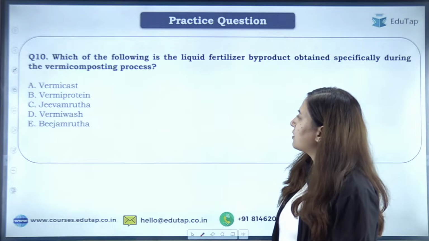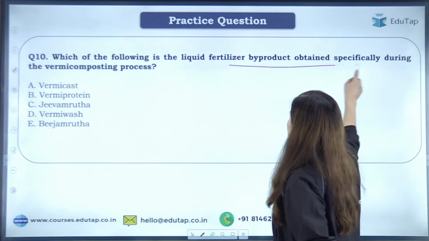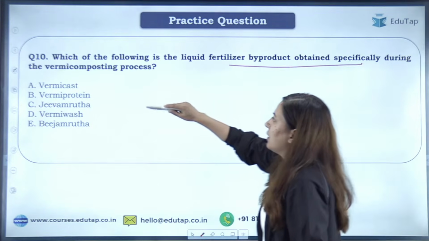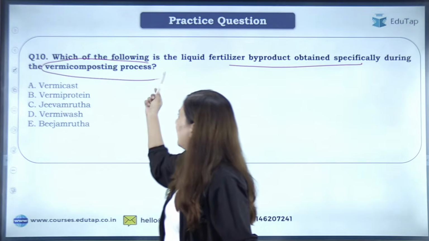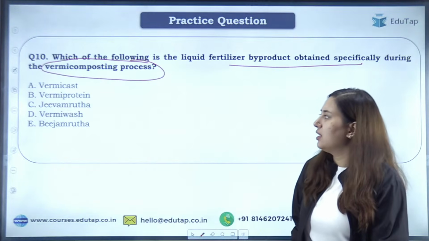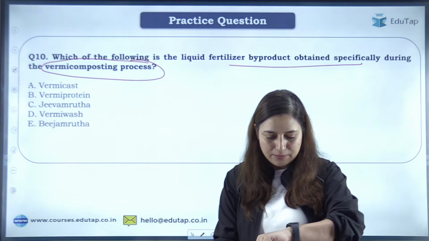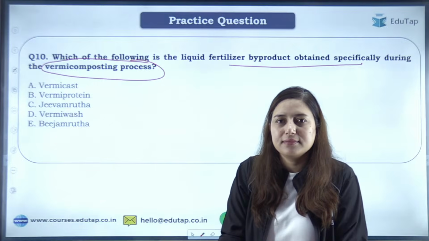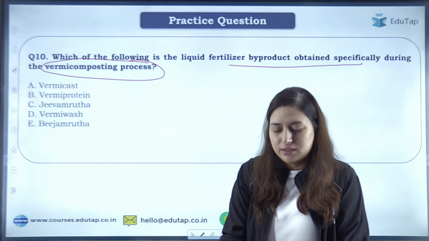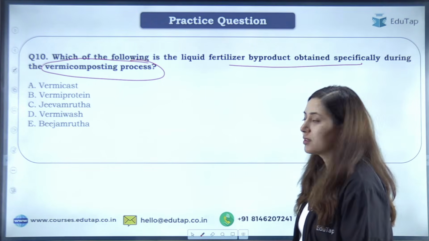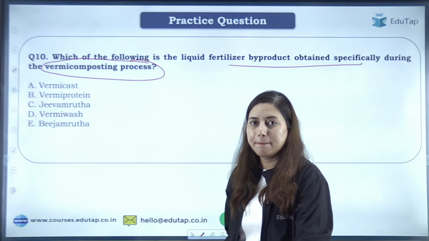ठीक है। चलो नेक्स्ट क्वेश्चन, विच ऑफ द फॉलोइंग इज अ लिक्विड फर्टिलाइजर बाय प्रोडक्ट ऑब्टेन्ड स्पेसिफिकली ड्यूरिंग वर्मी कंपोस्टिंग प्रोसेस? क्विकली गिव मी द आंसर। वर्मी कास्ट, वर्मी प्रोटीन, जीवामृत, वर्मी वॉश, बीजामृत, what will be the answer? ठीक है, क्या होगा आंसर? एनीबडी?